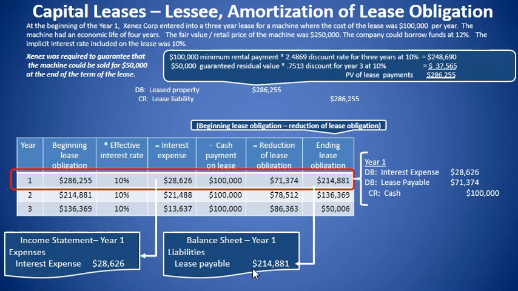Now, if you trace these back, you can see the ending lease obligation at the end of year 1 on my balance sheet now would have a balance of $214,881, and on my income statement, my interest expense would be $28,626. Okay, now let's take a look at the amortization of the lease obligation for year number 2.